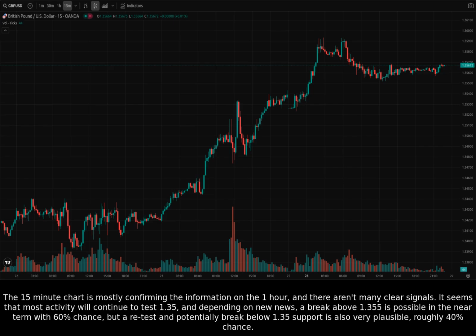It seems that most activity will continue to test 1.35, and, depending on new news, a break above 1.355 is possible in the near term with 60% chance. But a retest and potentially break below 1.35 support is also very plausible, roughly 40% chance.